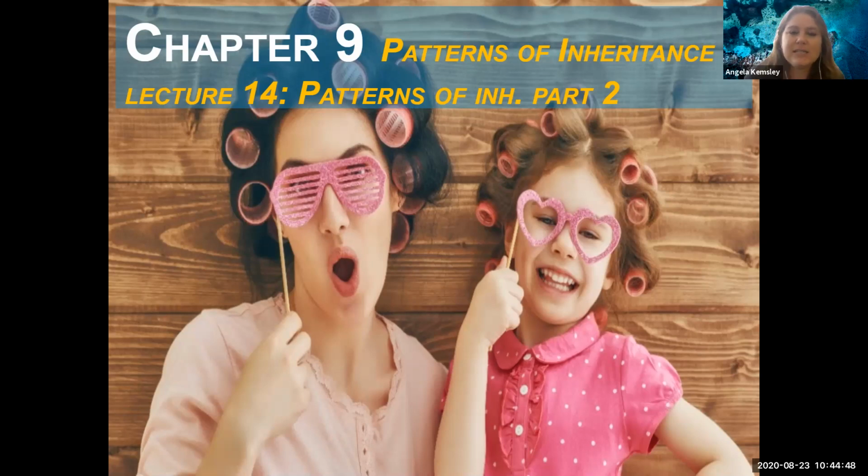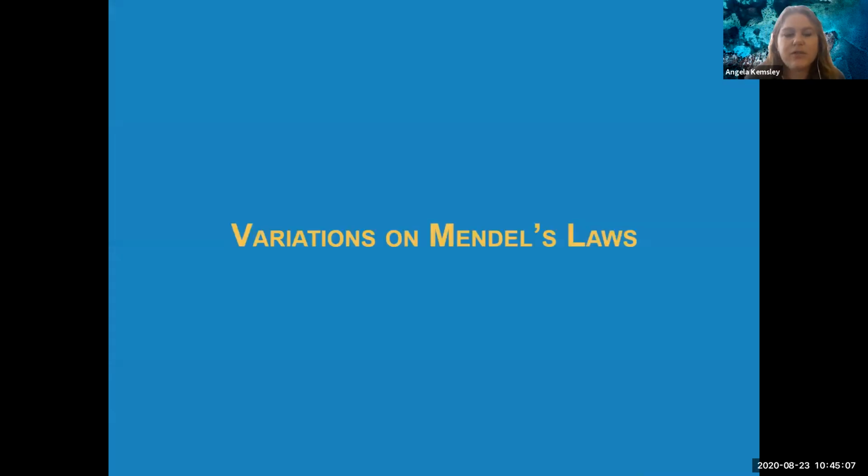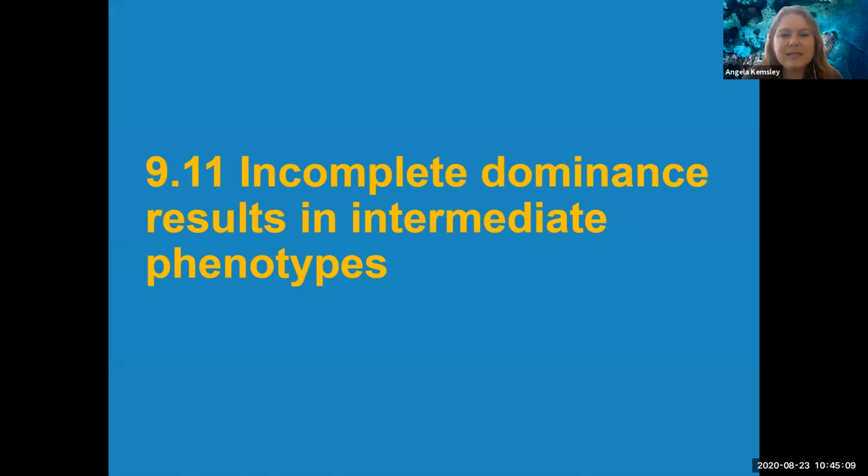So during the last lecture, all of our offspring looked like one of their parents. So if we had a red flower and a white flower, all of their offspring were either red or white. But that's not always what happens. There's actually a couple of different possibilities for something in between that. So the first one is known as incomplete dominance, which is some kind of intermediate phenotype.